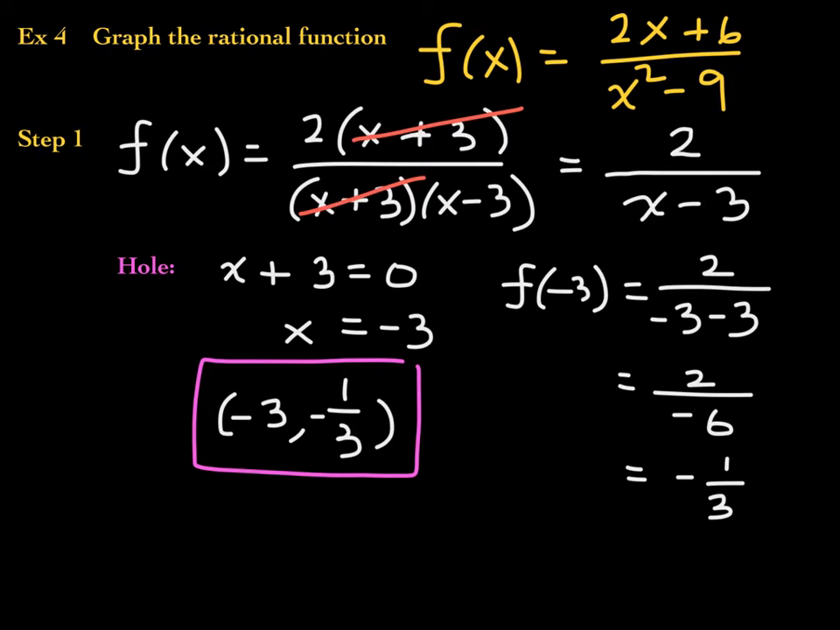Okay, everybody, from step 2 all the way to the end, from this point forward, I want you to focus on this function here. Don't look at the original. Look at this simplified form. It'll be much easier. All right, so here we go. Please focus your attention here. Step number 2, let's find the vertical asymptotes.